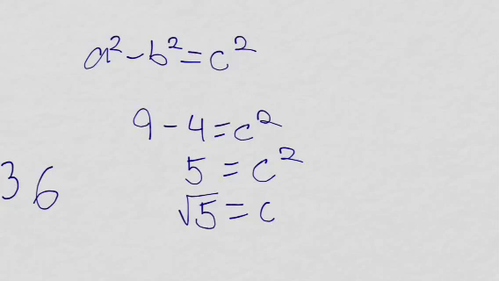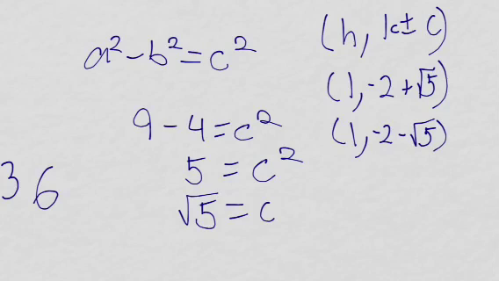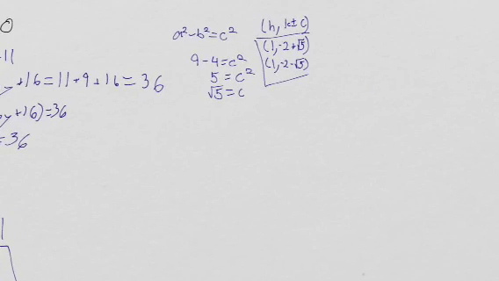And now that we have that, we can use our formula for our foci, which is h comma k plus or minus c, which will be 1 comma, our k is negative 2 plus root 5, and 1 comma negative 2 minus the square root of 5. And then that will be our answer for the foci, and I'll go ahead and paste in a graph.